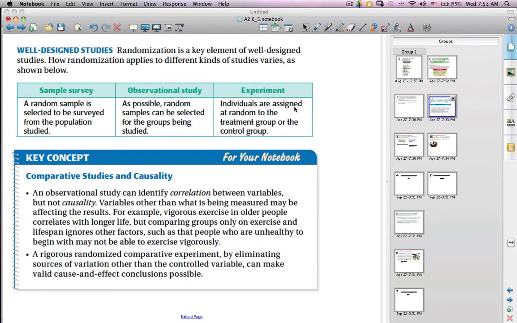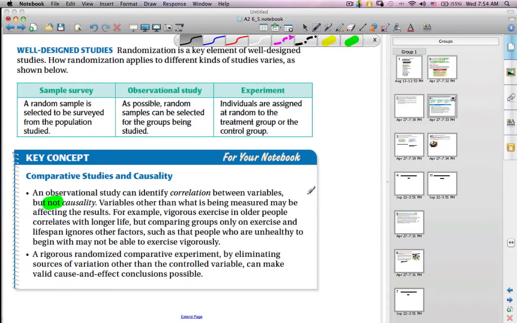In an experiment, students are assigned at random to a treatment group or a control group. So we're talking about surveys, observational studies, and experiments, and what makes a well-designed study. Okay, an observational study can identify correlation between variables, but not causality. So that's important. Let's talk about what that means. Not causality. So it can show potentially that two different variables have a relation.